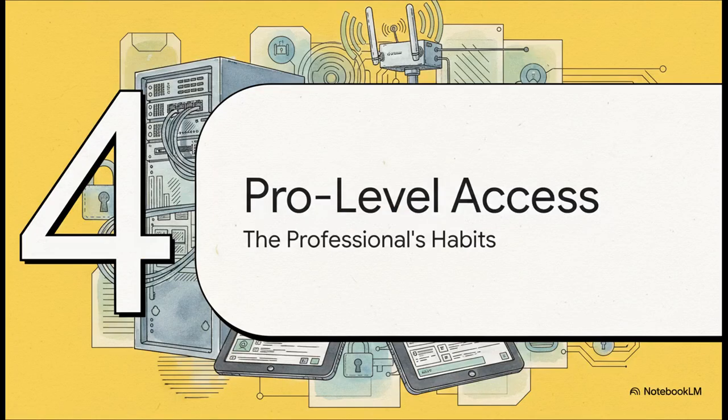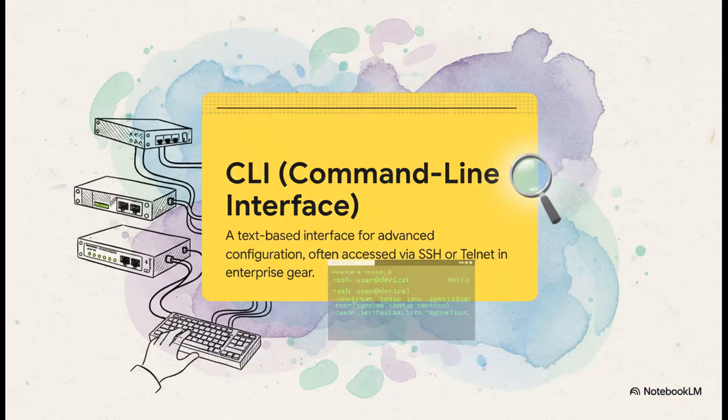Okay, let's level up for a second. For all of you working on the big stuff, the enterprise-grade equipment, the ways you get in get a little more serious. And your professional habits, they become absolutely critical. So in the enterprise space, you're going to run into the Command Line Interface, or CLI. This is the real deal. It's a text-based way to configure gear, usually over a secure connection like SSH. Look, it's way faster, you can script it, and it gives you a level of fine-tuned control that you just can't get from clicking around in a web GUI.